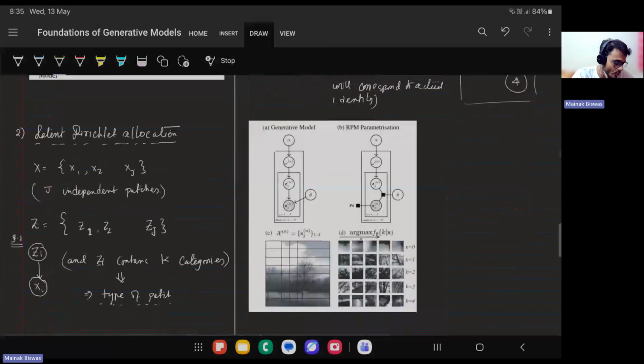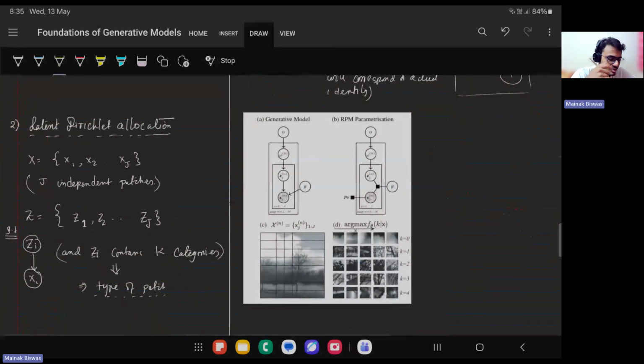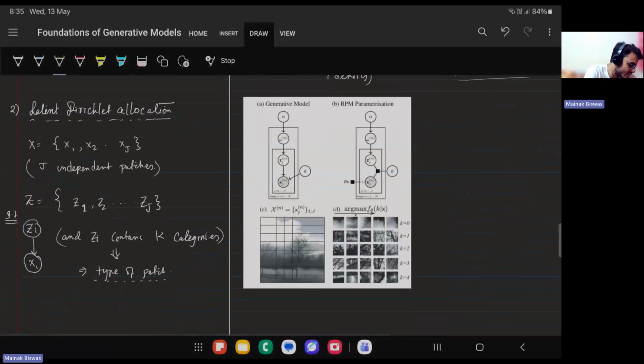How will we train the model? I'll come to that, but that was an example. The other method is LDA, the latent Dirichlet allocation.